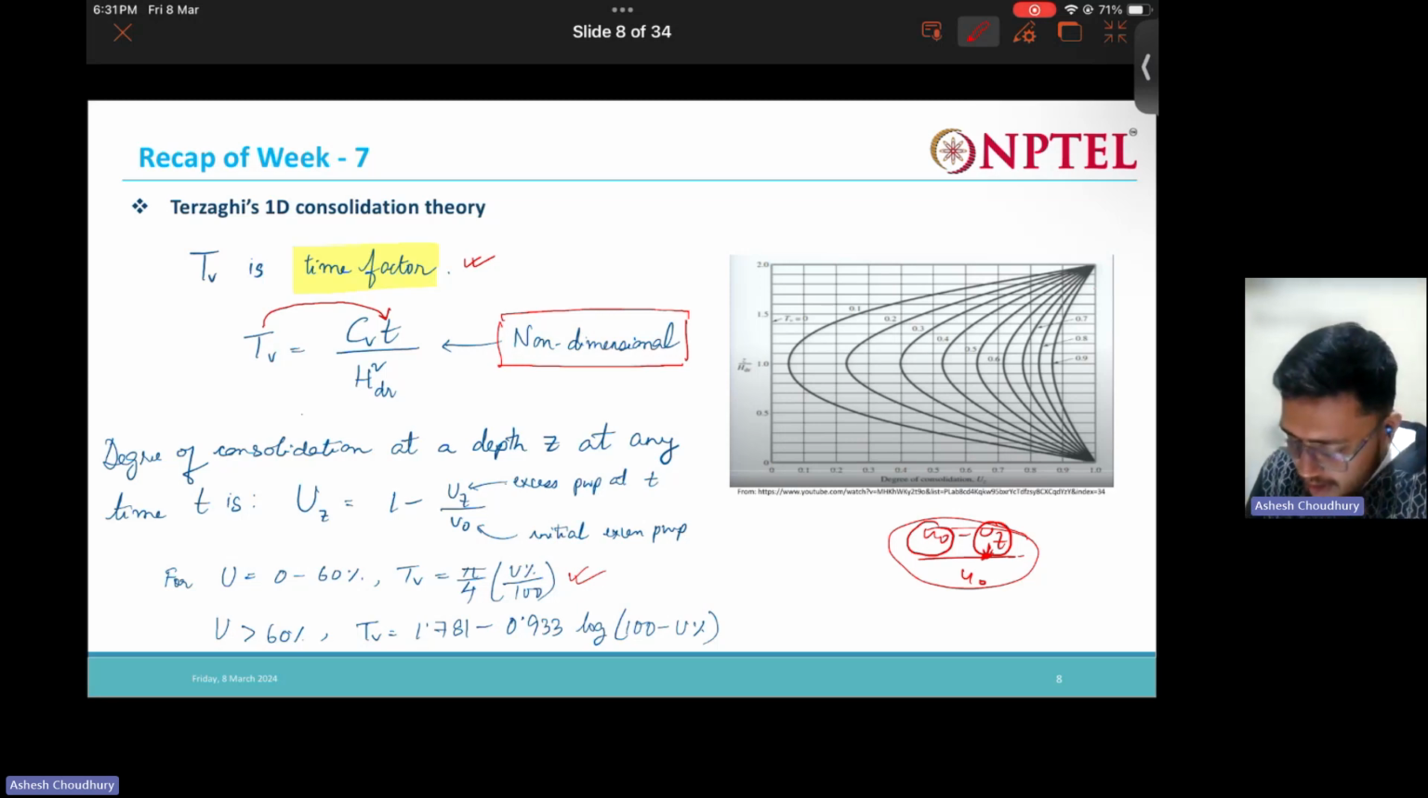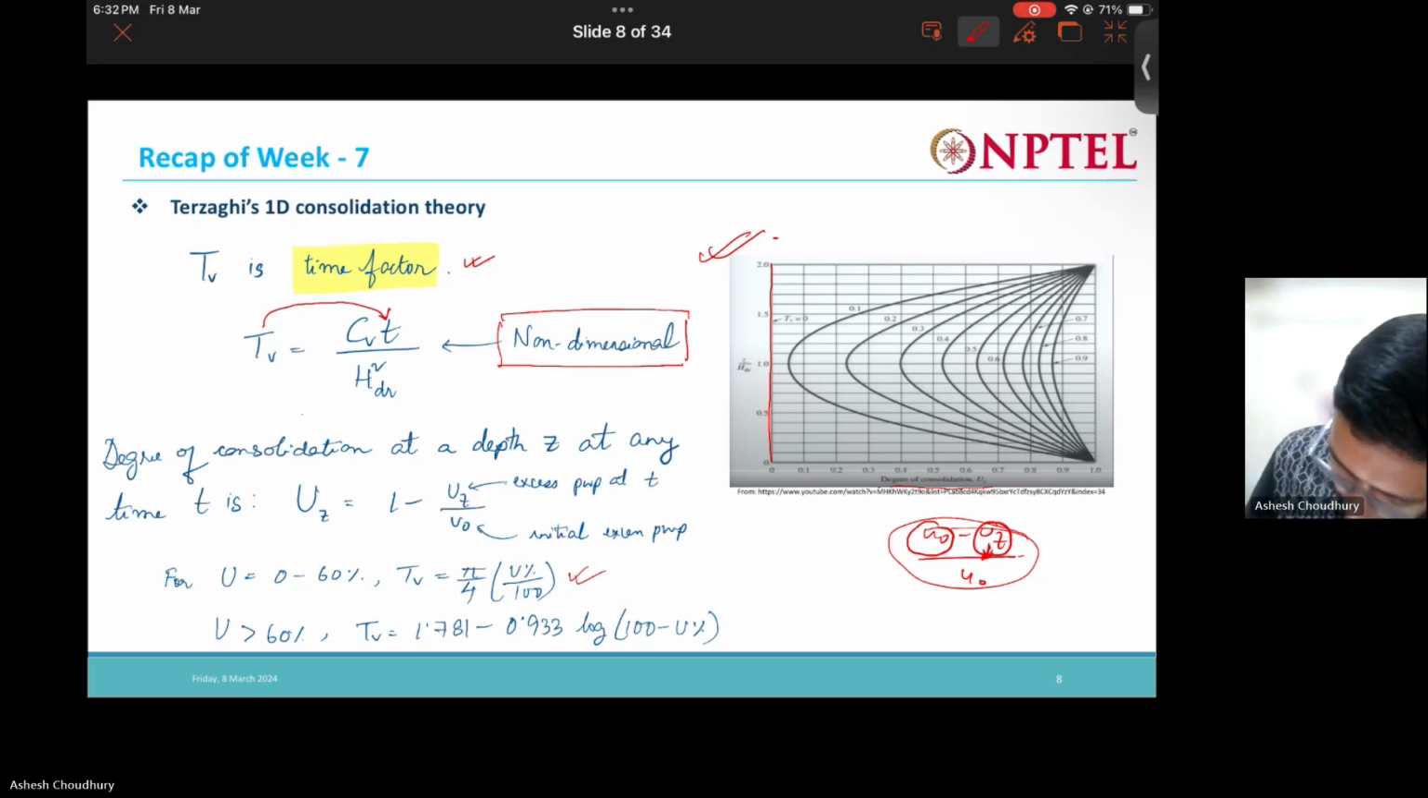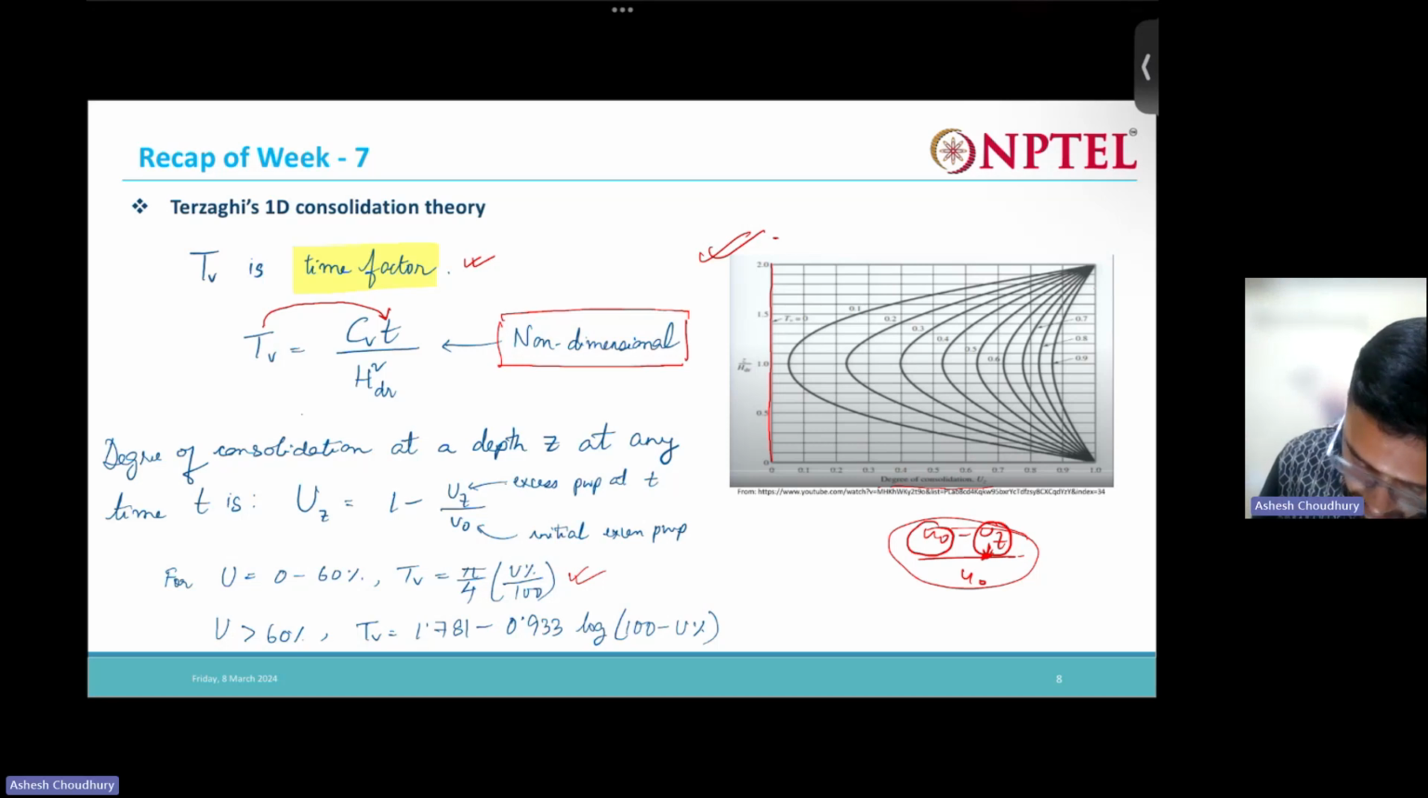Now let us see the graph, the plot that is given here. You can see we have plotted Z by HDR, and at the bottom we have plotted the degree of consolidation. When the time is very less, that is TV is 0, so TV directly relates to time. When time is 0.1, very less time has elapsed.